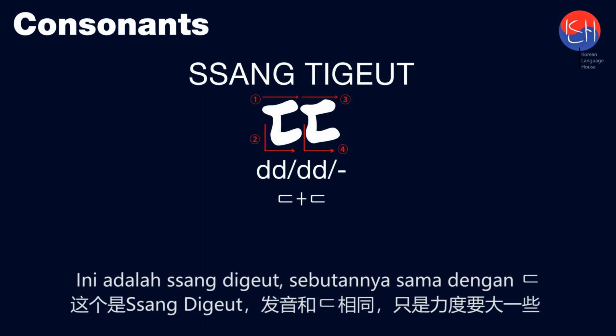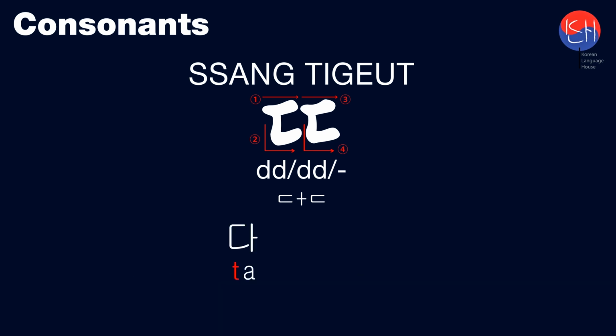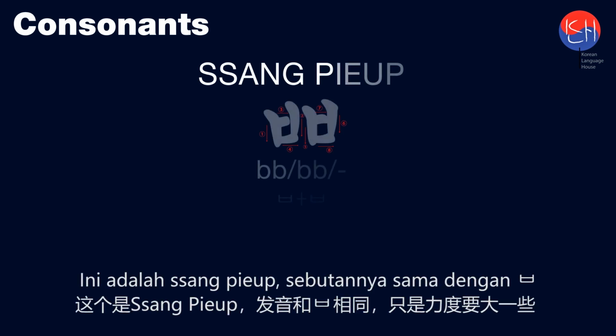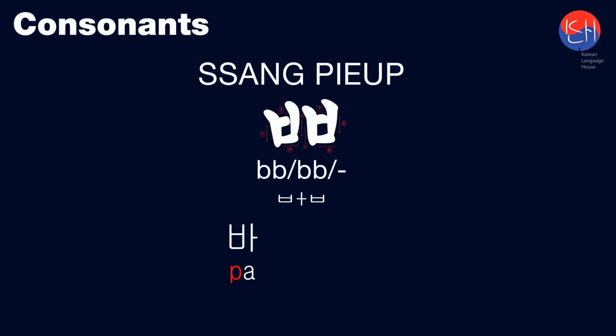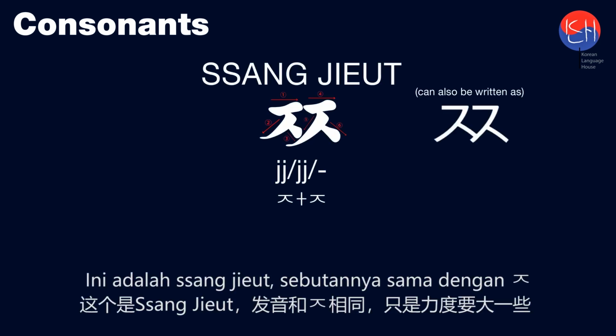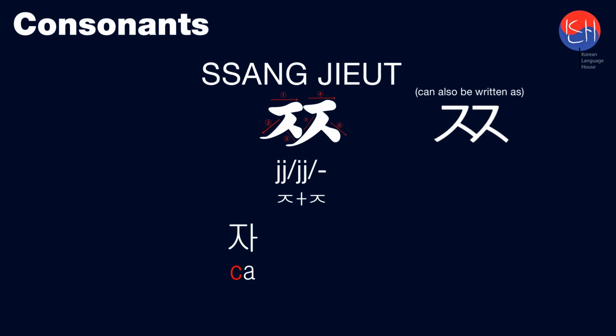This one is called sang-tigut. It's the stressed version of tigut. Ta, da. This one is called sang-piep. It's the stressed version of piep. Pa, ba. This one is called sang-tiet. It's the stressed version of tiet. Ta, za.